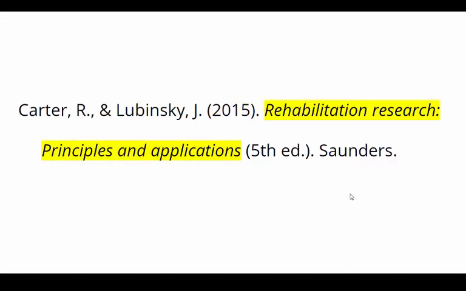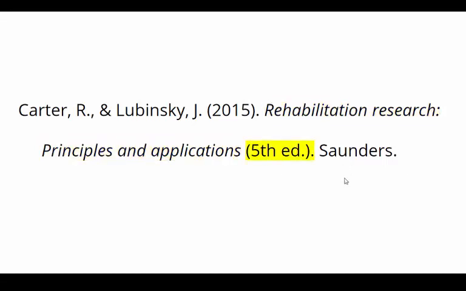If you're familiar with article citations, you'll notice it's formatted a little differently from the title of a journal. It is in italics, like a journal title, but the capitalization is different. Capitalize the first letter of the first word of a book title, and then the first letter of the first word after the colon, if that applies. So in this case, rehabilitation is capitalized, and then principles is capitalized, and everything else is lowercase. Of course, you would make an exception for proper nouns and leave those capitalized.